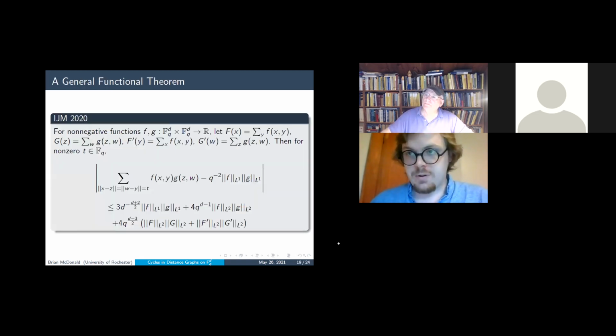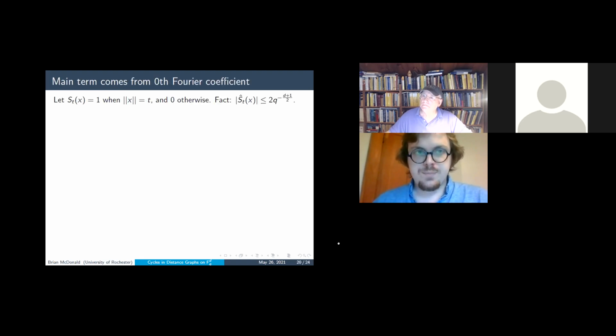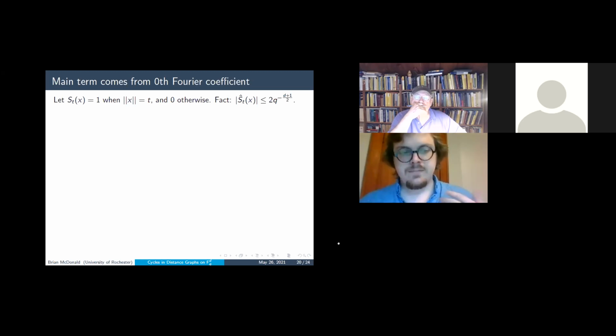So just to remind you what the theorem was, it's this. I'm not going to go through all the details, but let S_t be the indicator function of the sphere of radius t. So we have this bound on the Fourier transform, and this can be reduced to a Kloosterman sum that I think quite a while ago.